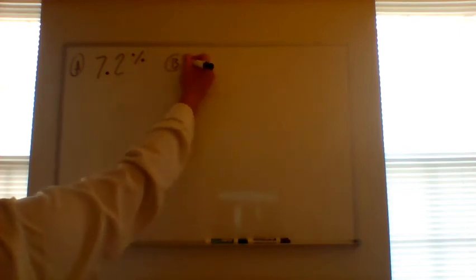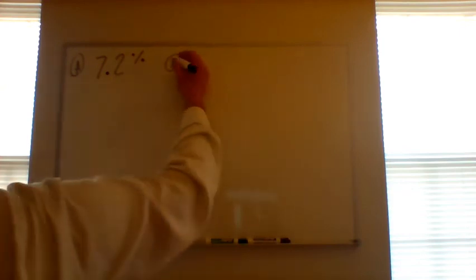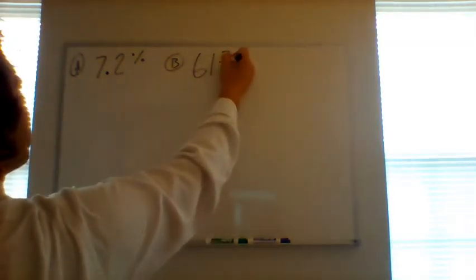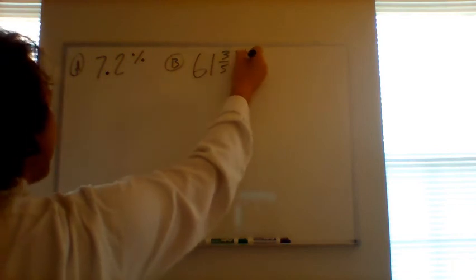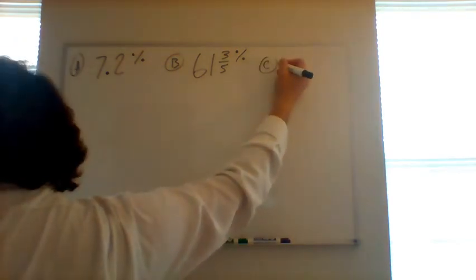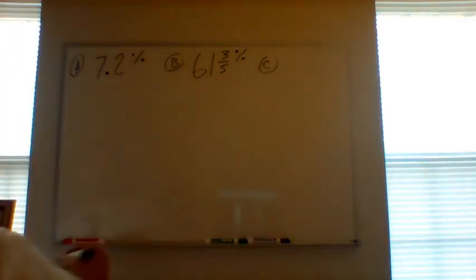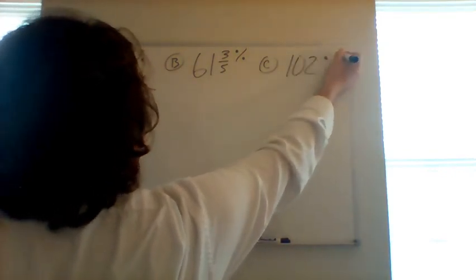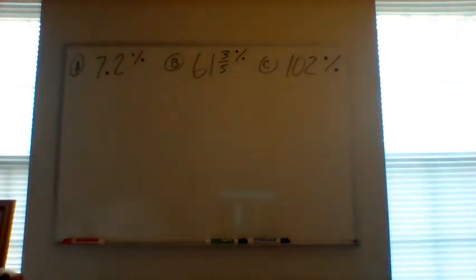All right, so I want you to try 3 problems for me. Problem A is 7.2%. B is going to be 61 3/5%. Okay, it's a mixed number, a little trickier. And part C is going to be 102%. You have two jobs.